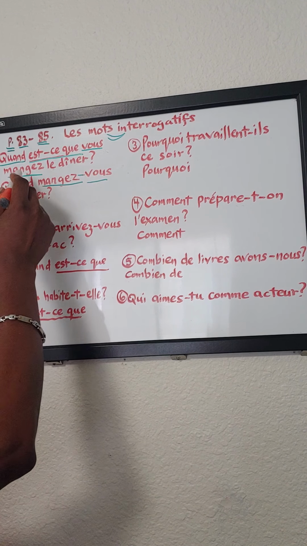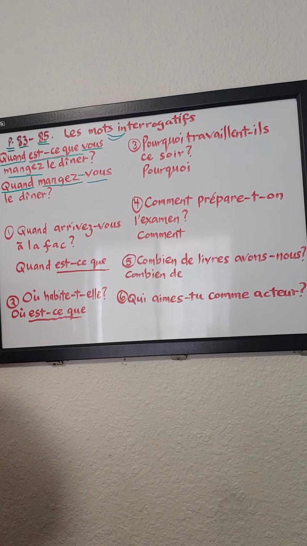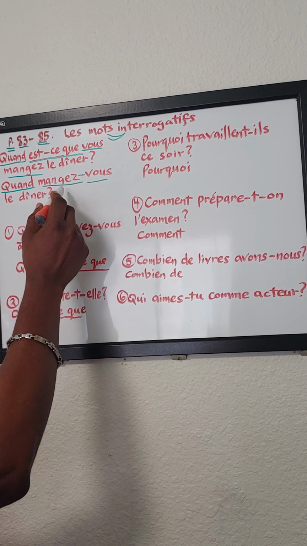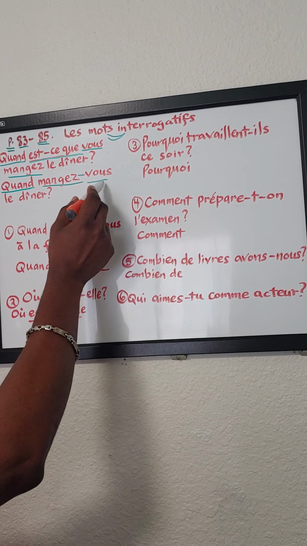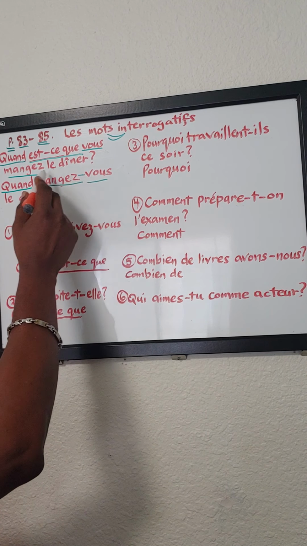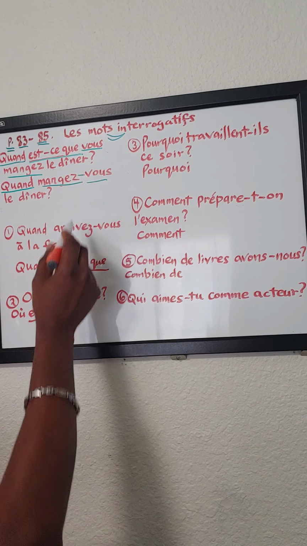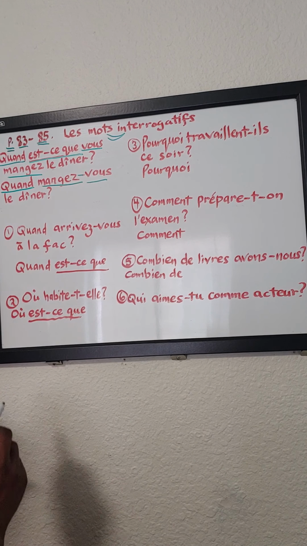So, quand est-ce que vous mangez le dîner? Quand mangez-vous le dîner? Même chose, the same thing. It's a question of style. The inversion one, right, uses the verb and its subject pronoun. The verb will come first and then followed by the hyphen, and then the subject will follow. Right? Of course, don't forget the interrogative word.